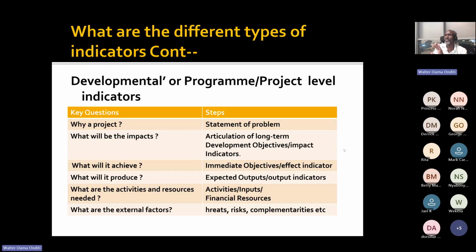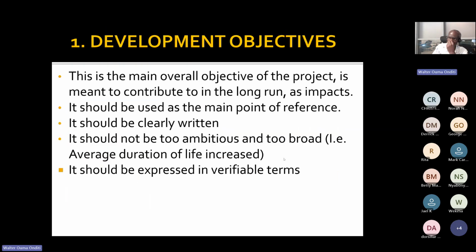This is why I've gone back there, because I'm going to tie this with looking at indicators. So what about the developmental objective? I'm now focused on the two. We may have defined it somewhere, but more clarity comes here. This is the overall objective of the project, which the project is meant to contribute to in the long run as the impact. In other words, what it would be attributable for.